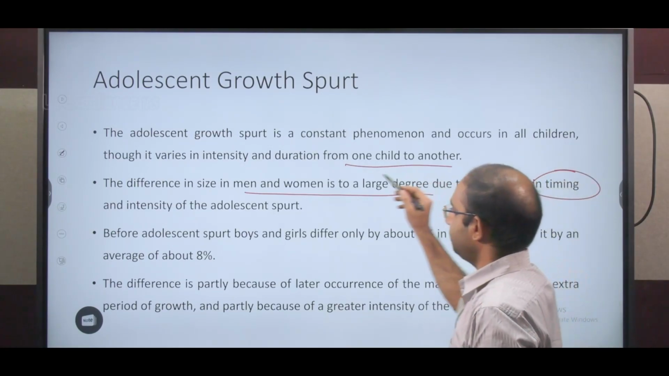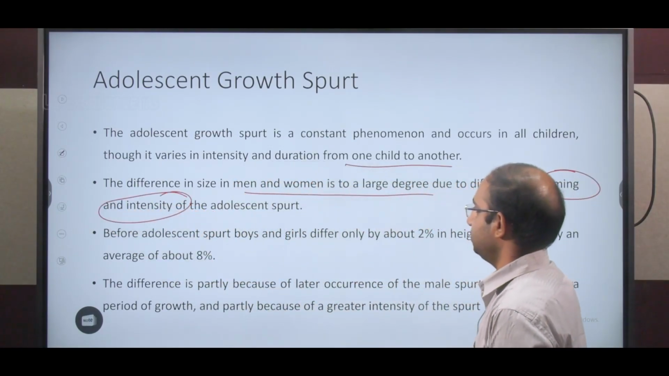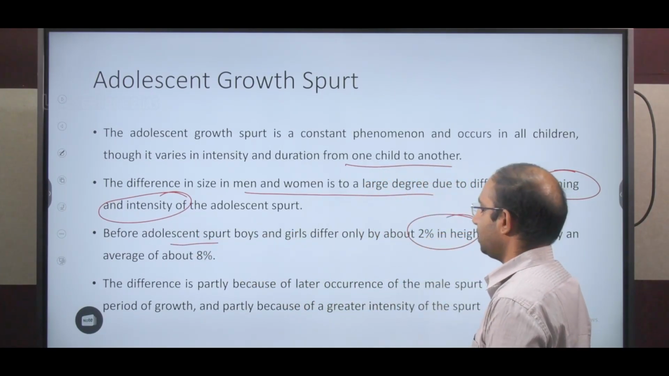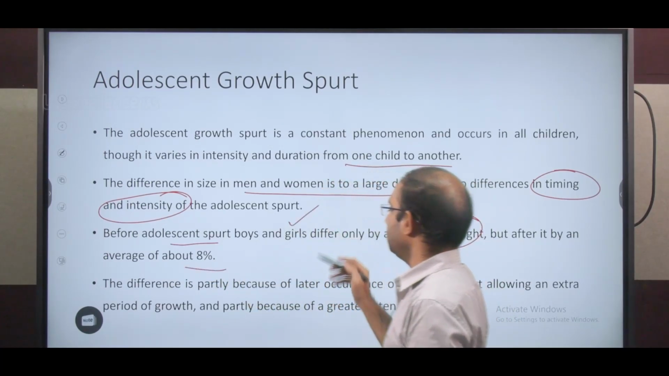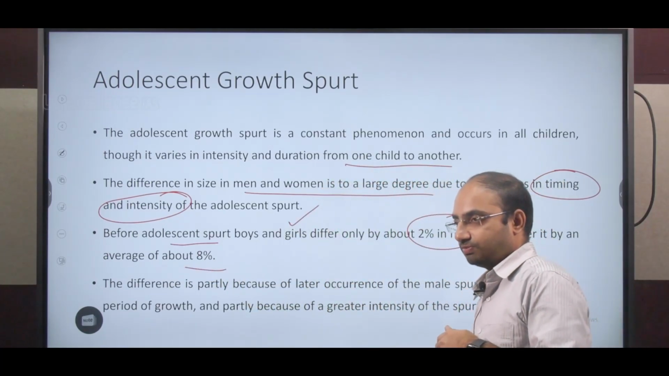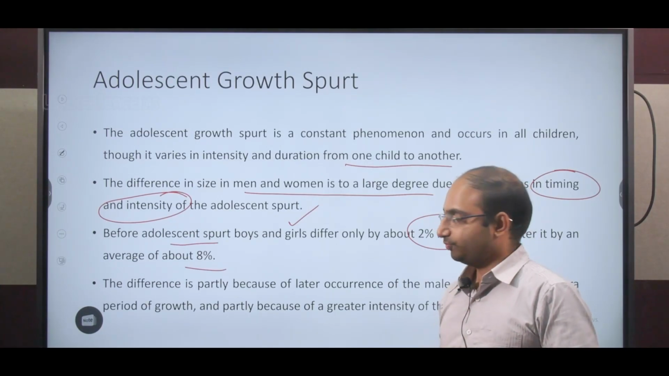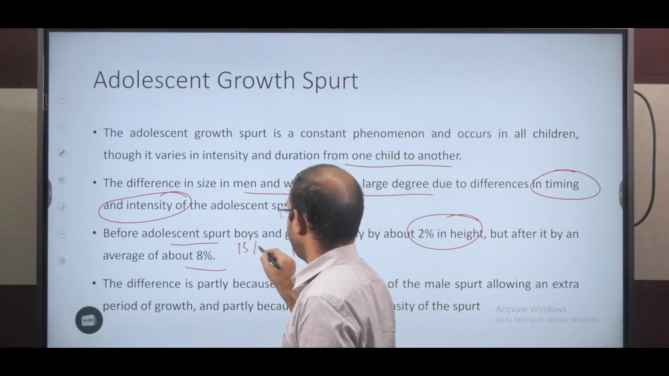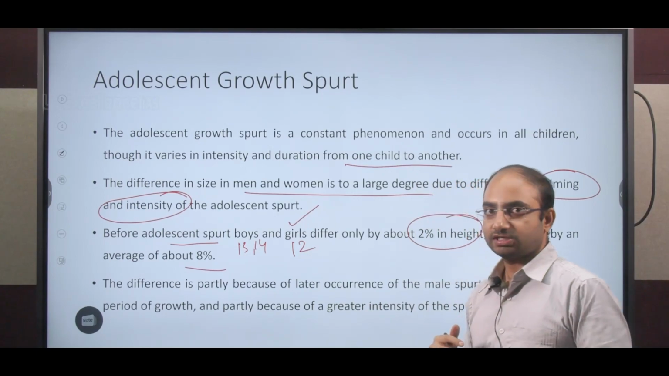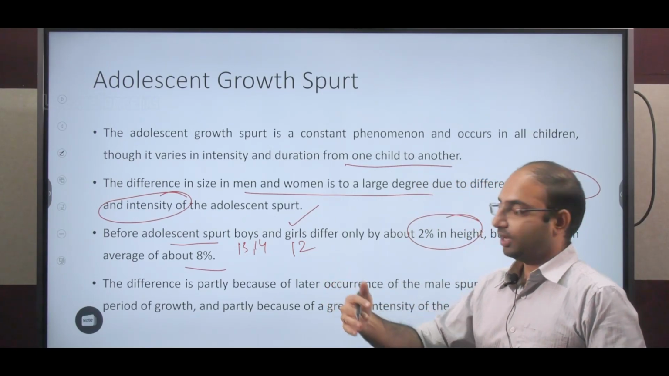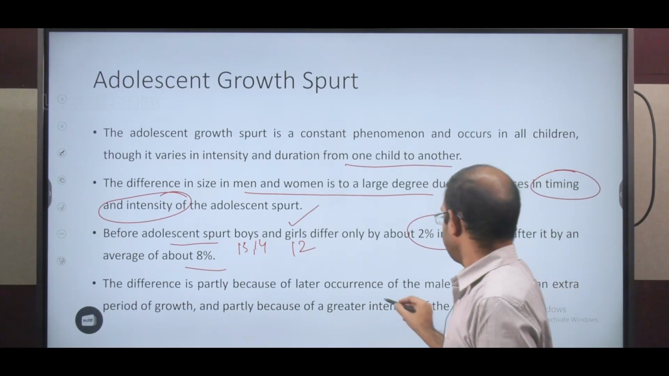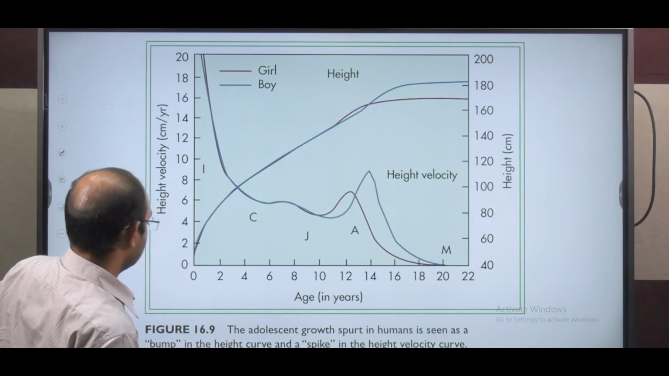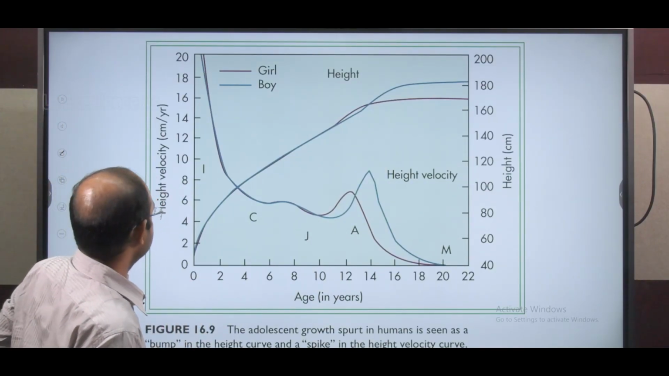So between men and women we have differences in timing and intensity. Before this spurt, boys and girls differ only by about 2% in height and weight, but after this there is variation because it begins earlier in girls. So girls begin to experience rapid development in early stage. In girls it develops around age 12, in boys it develops around age 13 or 14. So that's why girls begin to grow faster and they overtake boys in age, and boys eventually try to catch up. So there is later occurrence in males, and this is the graph that tells you the differences between males and females.